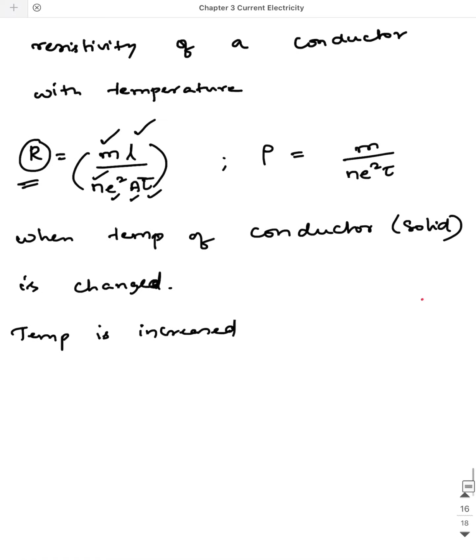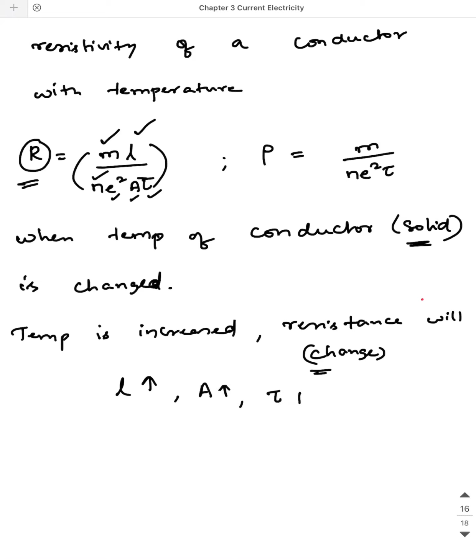So when temperature is increased, what are all the physical quantities that can get affected? If you observe resistance, so when temperature is increased, resistance will definitely change, but we have to understand whether it is going to increase or decrease. Now what is going to happen is, when temperature is increased, length will increase, right? Length will increase because we are talking about solids. Last year you would have learnt about the thermal expansion of solids. So length increases, the area of cross section increases and the relaxation time decreases.